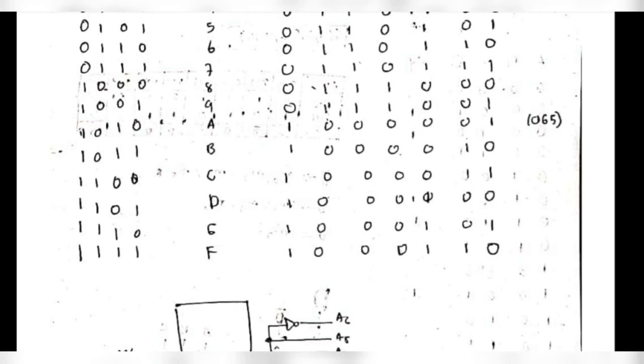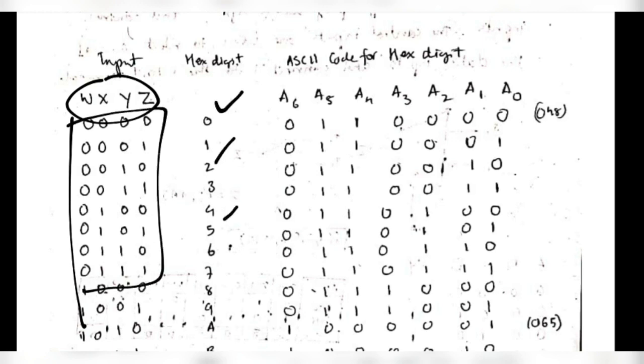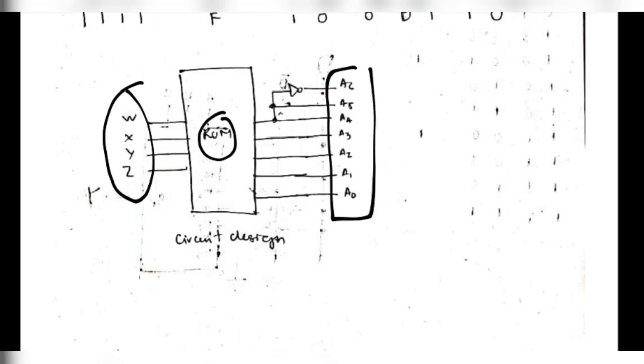Now we have to construct the circuit diagram. These are the inputs here, W, X, Y, Z. These are the binary values of this hexadecimal. Okay, and in the circuit diagram you will have this W, X, Y, Z, and it's connected to a ROM, and the outputs for the ASCII codes are these. Okay, so see here, all the outputs are normal, but just here A4 is connected with the NOT of A6. Okay, A4 and A6 are opposite.